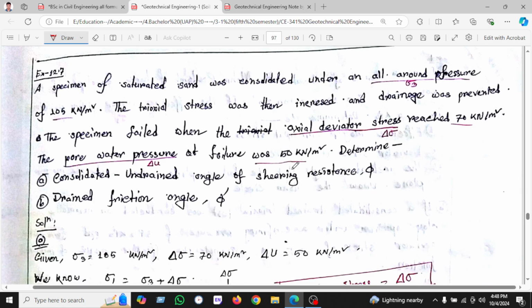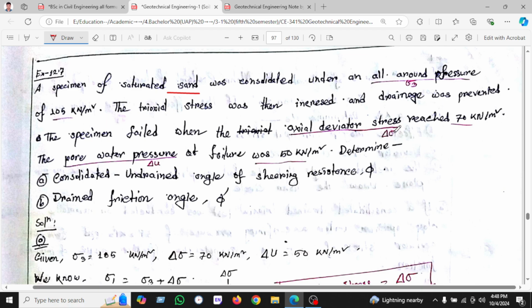And we can see another example. The specimen is situated in a cell and consolidated. This is the cell and the consolidation with all around pressure. That means the cell pressure, which is sigma 3. We have to understand the language. And the triaxial test was conducted in a case where drainage was prevented, and the specimen failed under axial loading.